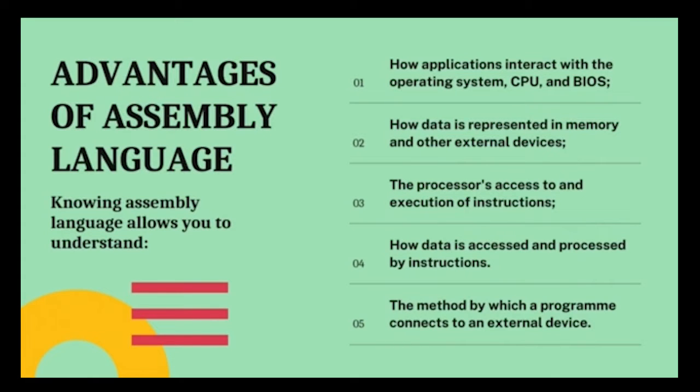Next, there are a few advantages of assembly language. First, how applications interact with the operating system, CPU and BIOS. Second, how data is represented in memory and other external devices. Third, the processor's access to and execution of instructions. Fourth, how data is accessed and processed by instruction. And lastly, the method by which a program connects to an external device.